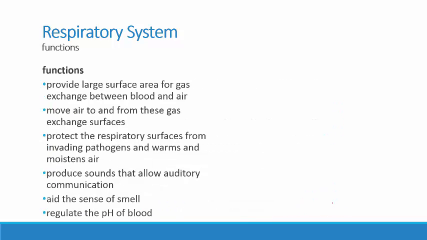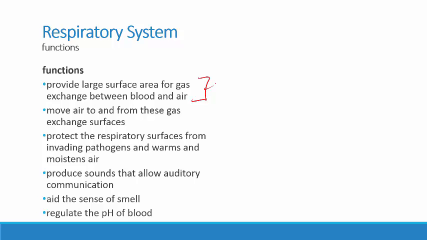So what are the functions then of the respiratory system? Well, the first and most obvious one is that it provides a very large gas exchange surface that allows us to exchange the oxygen and the carbon dioxide between the blood and the air. Second, much of the work of the respiratory system is about getting the air that we find in the external environment into the body.